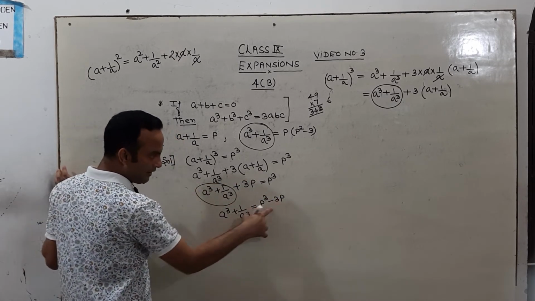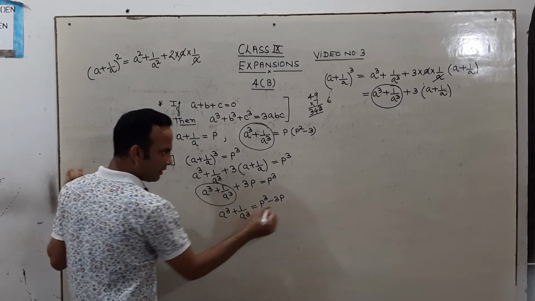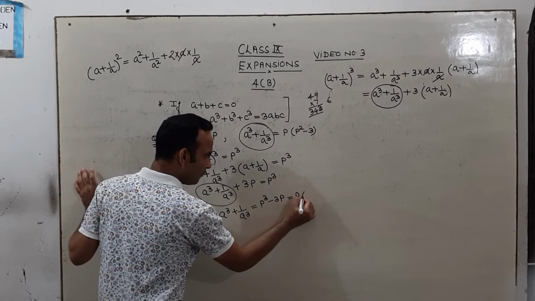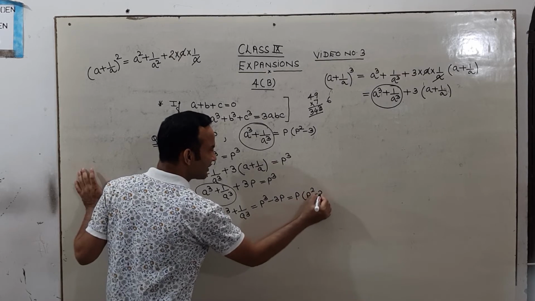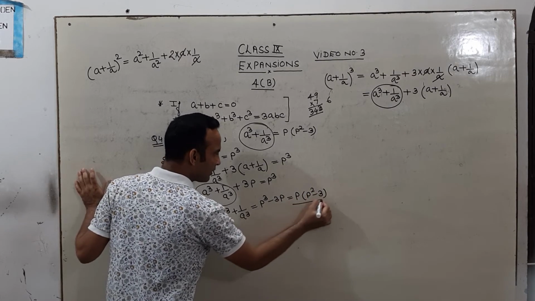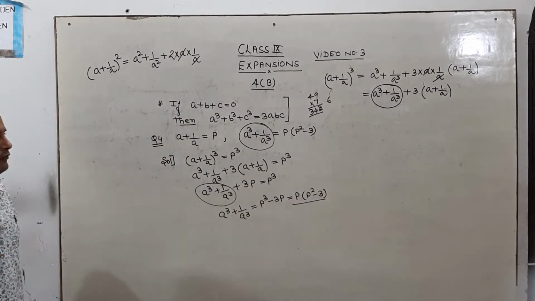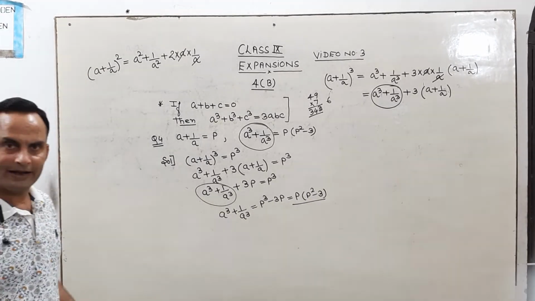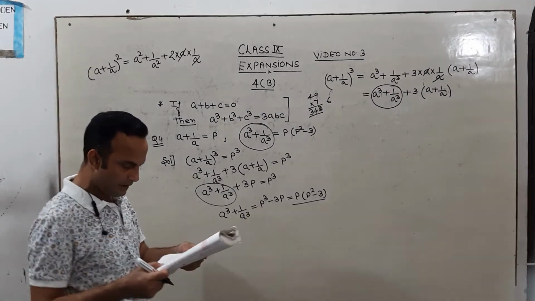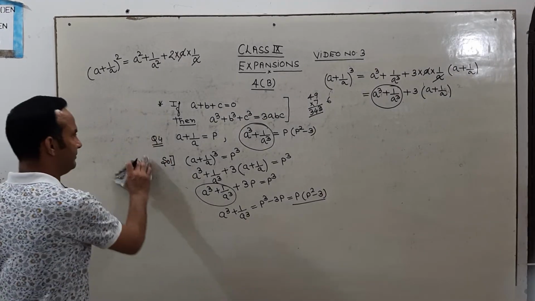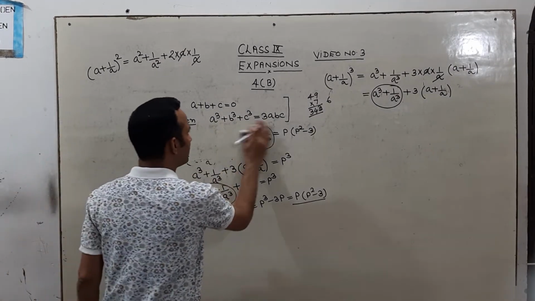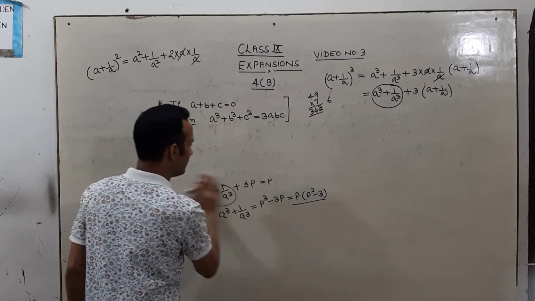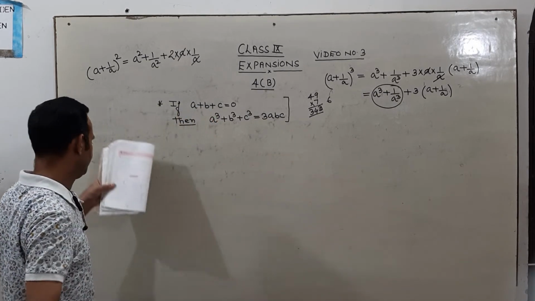Okay. Now see here, what is common here? We can take p common. We obtain p square minus 3. So, I think you understood well this question. Now dear students, I am going to take the next problem for you. Question number 5.